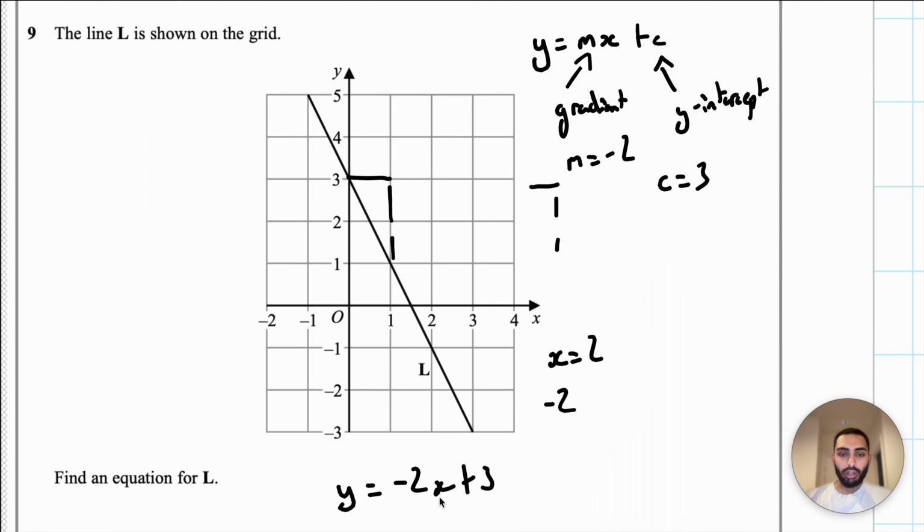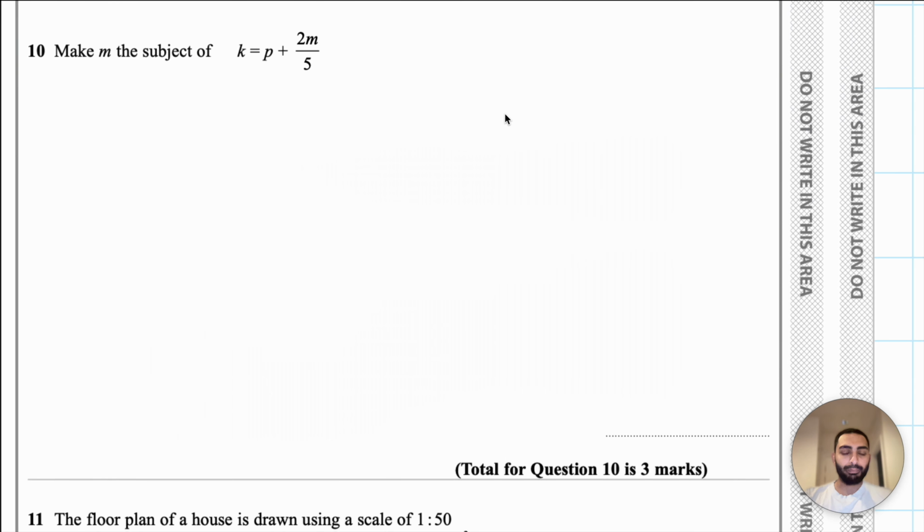So negative 2 multiplied by 2 plus 3, so that's negative 4 plus 3, which is equal to negative 1. So that just confirms that's true. You could check another point as well if you wanted to.